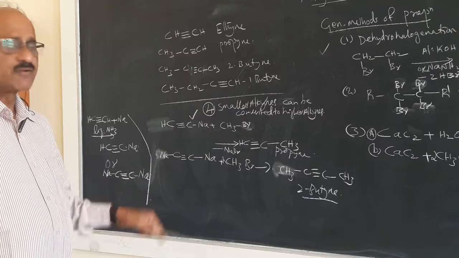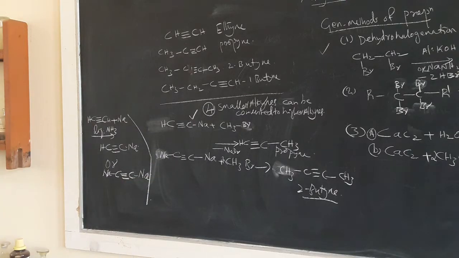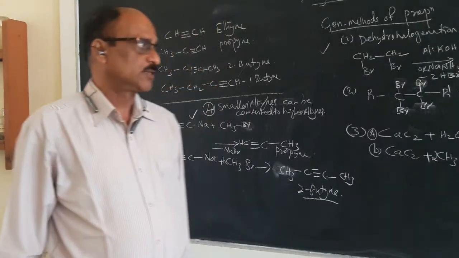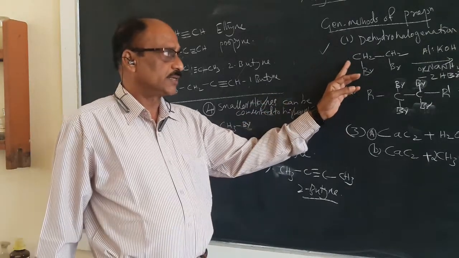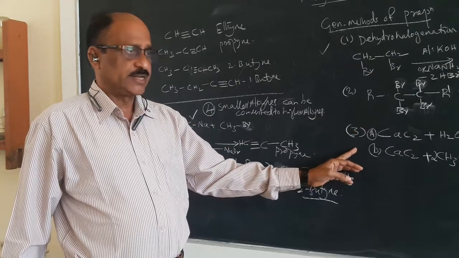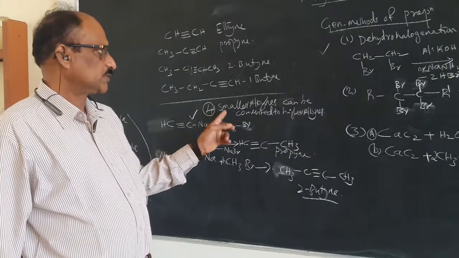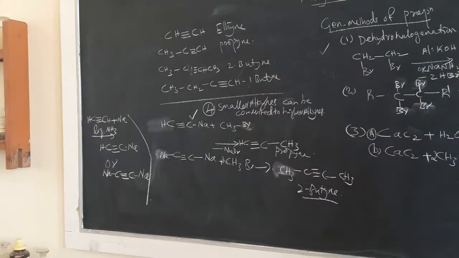That is the fourth method. So there are four methods for the preparation of alkynes given in the Tumakuru University syllabus, and I am going to tell you one by one: dehydrohalogenation, dehalogenation, the reaction with calcium carbide, and the fourth one is nothing but smaller alkynes being converted into higher alkynes. You have to study these four methods for the examination.